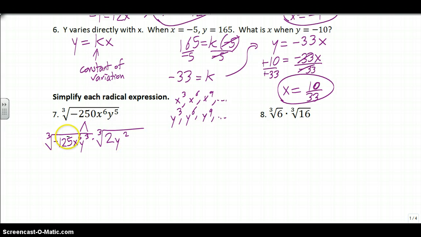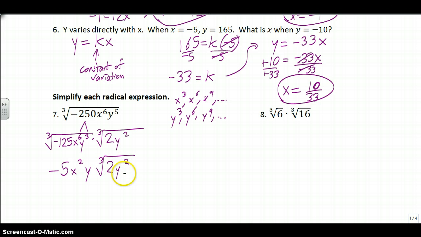Okay? Cubed root of -125 is, of course, -5. Cubed root of x to the 6th is x squared. You just take 6 divided by 3. Same with the y. Y to the 3 over 3, which is 1. And you really don't have to write first power. Okay? And the cubed root of 2y squared.